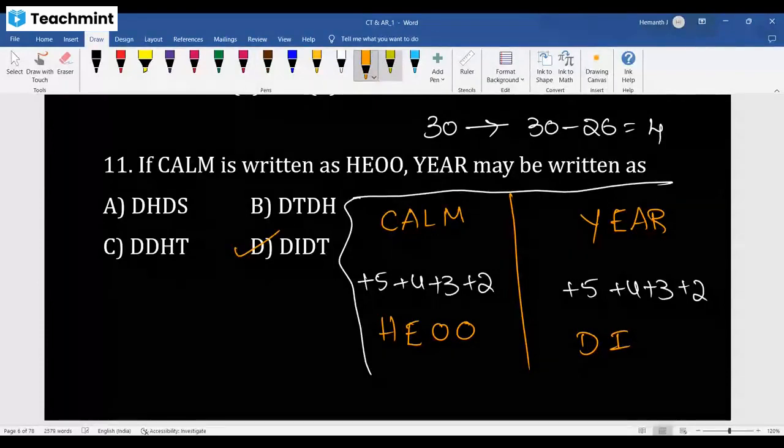See, DI, in fact, don't wait for the first letter. First letter D is there everywhere, right? That's how you can save the time, my dear. Don't go to the first letter also, because first letter is D in every option. Second letter you focus. Second letter is different everywhere. Focus on second letter, that will decide the answer directly.